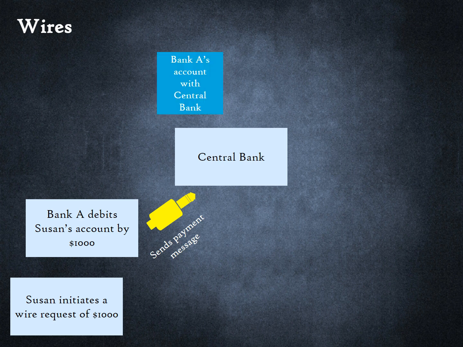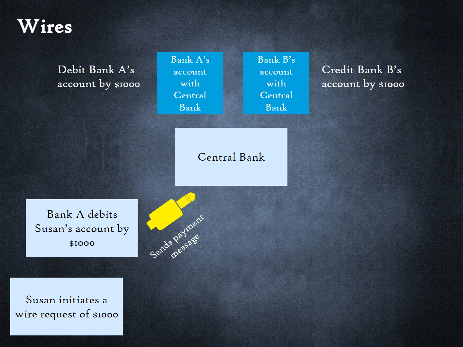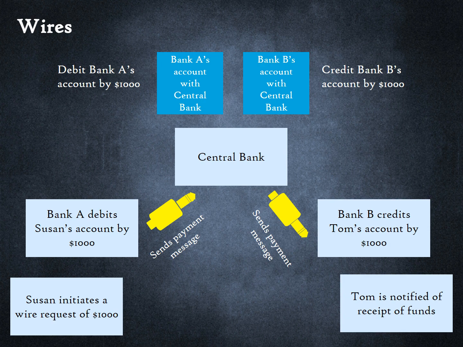Both Bank A and Bank B maintain accounts with the central bank of the country. While citizens cannot maintain accounts directly with the central bank in most countries, banks do. The central bank debits Bank A's account and credits Bank B's account based on the message received from Bank A. The central bank forwards the original message from Bank A to Bank B. Since Bank B has received funds from Bank A at its central bank account, Bank B credits Tom's account.